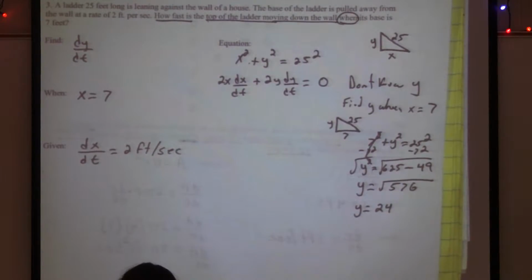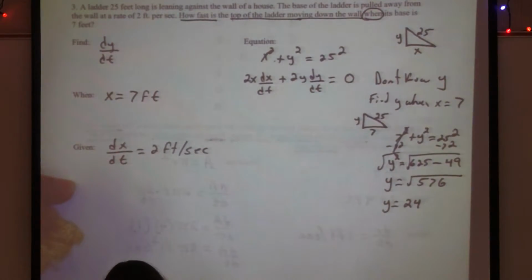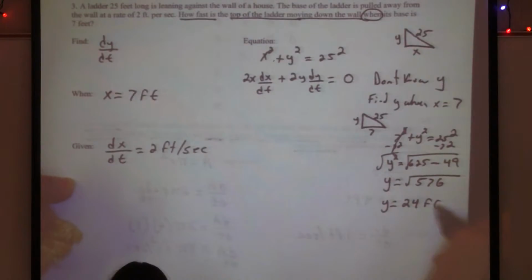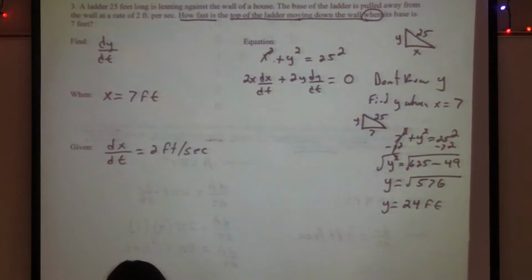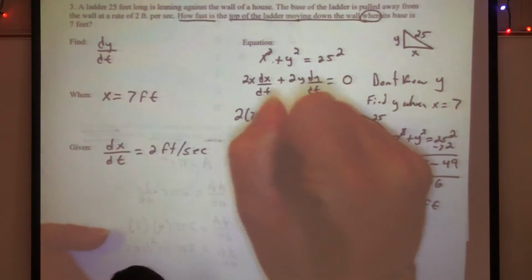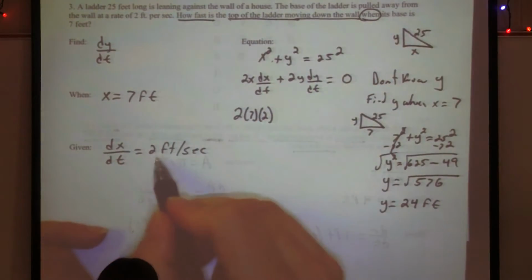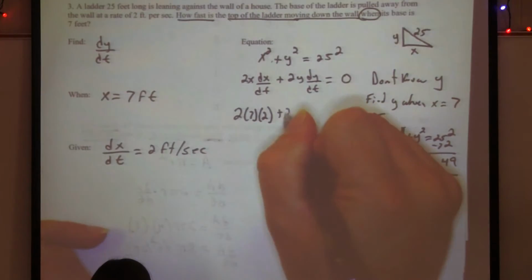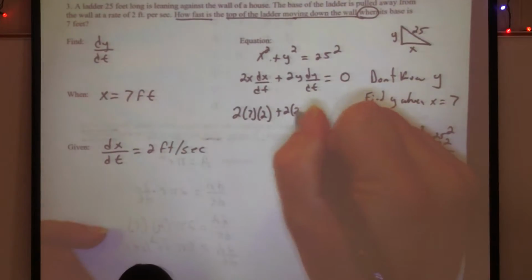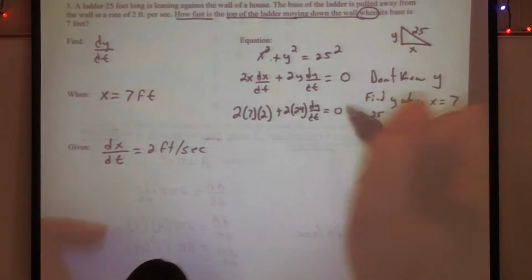Good? All right. Oh, we forgot to put the units here. This was 7 what? 7 feet. And this is 24. Okay. So now do we have everything? Let's do it. So we're going to say 2 times what? 7 times dx/dt, which is 2, plus 2 times 24 times dy/dt equals 0.